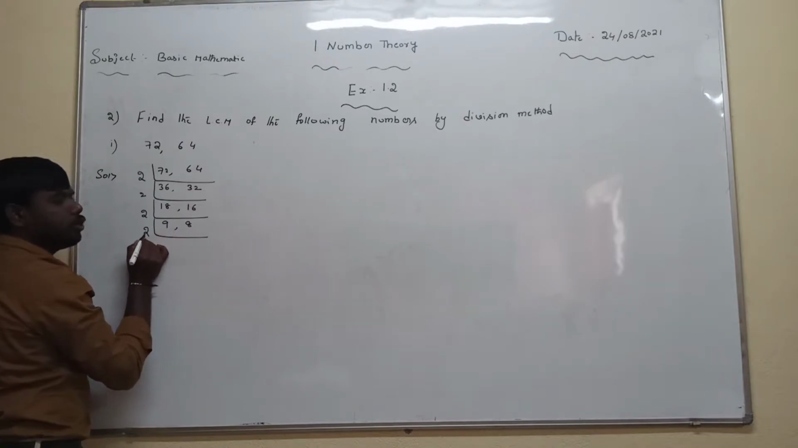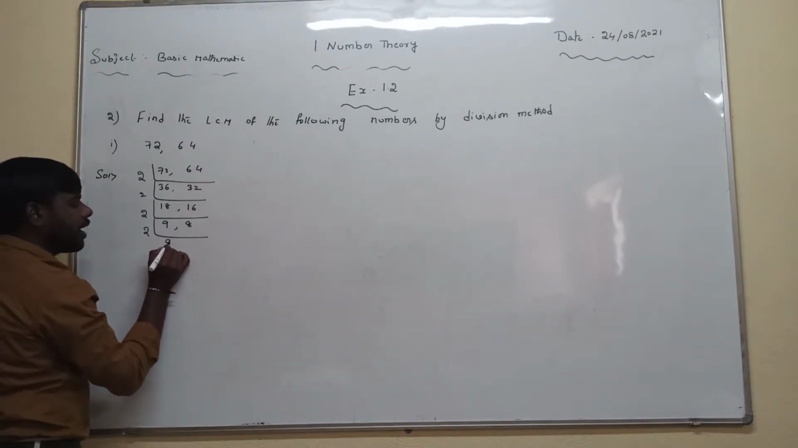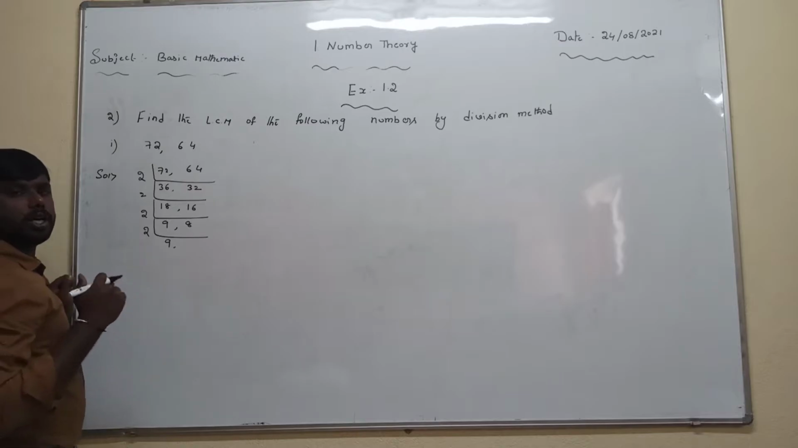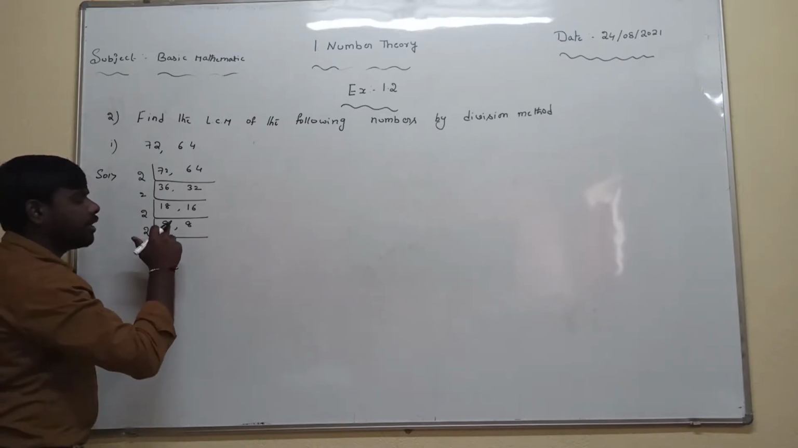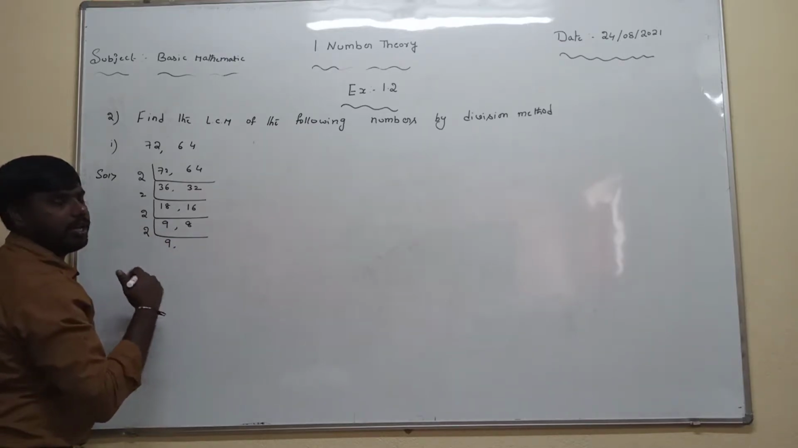9 is not divisible by 2. That's why write this number as it is. Which number is not divisible by any of the numbers? That number is written as it is in the next row.